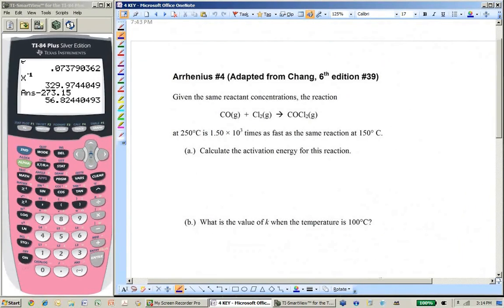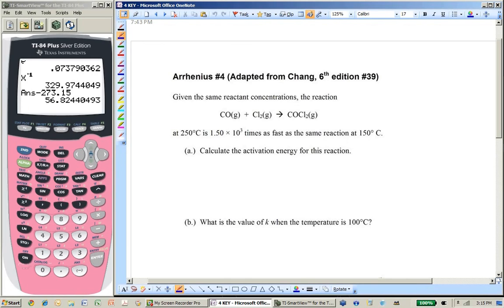Given the same reactant concentrations, the reaction of carbon monoxide plus chlorine gives us COCl2 gas at 250 degrees Celsius. It is 1.5 times 10 to the 3, that's known as what, 15,000 times as fast as the same reaction at 150. So we've increased the temperature by 100 Celsius degrees. That's a whole bunch of doubling, isn't it? So what do they want me to do? They want me to calculate the activation energy for this reaction.